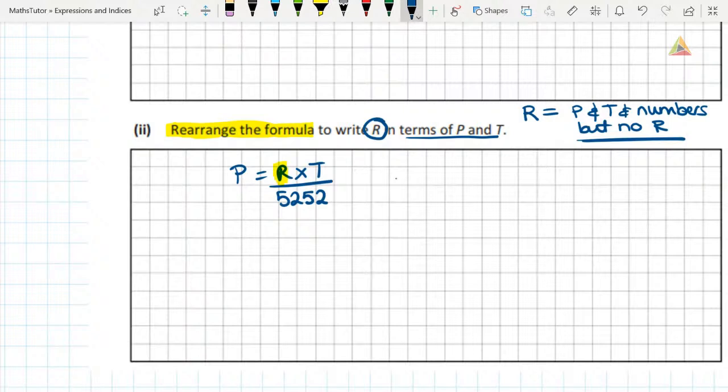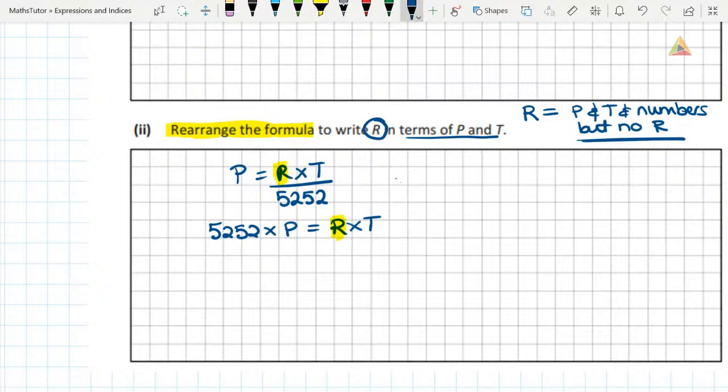So the first thing that I'm going to deal with here is I have one fraction on the right-hand side. So I'm going to multiply both sides by the bottom line of that fraction. And that gives me 5252 multiplied by P is equal to r times T. So that got rid of the fraction over on the right-hand side for us. We managed to bring that number over by multiplying. Again, I'm keeping an eye that I want r on its own.